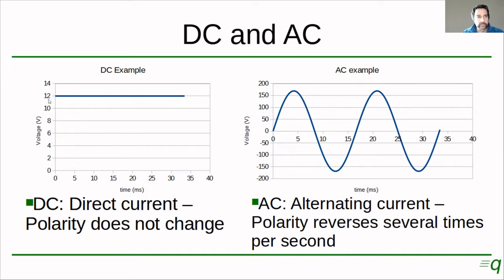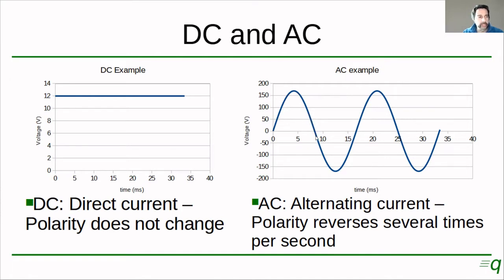DC is, the voltage is constant, right? In this case, we have 12 volts constant over time. In AC, this horizontal scale is time and is measured in milliseconds, and the vertical scale is voltage, it's measured in volts. So in this AC example, voltage starts at 0 and then increases until it reaches a peak of 170 volts in about 4 milliseconds. And then by 8 milliseconds, it came back to 0 again.